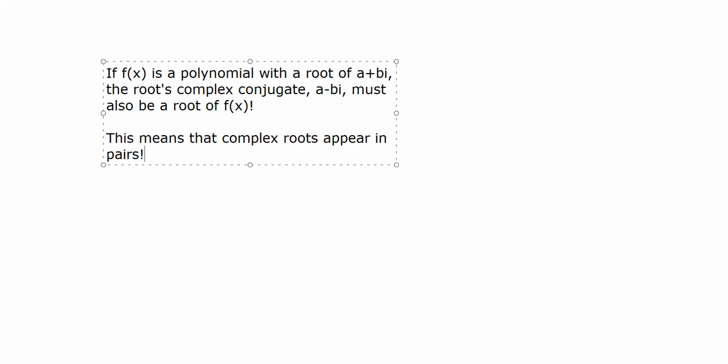So that's kind of interesting. As we continue to learn more and more about all these different algebra concepts, we're going to actually see more reasons why this is forced to occur. This must happen. It doesn't make sense otherwise. So anytime you see a complex root in algebra, in a polynomial, its conjugate is also a root.